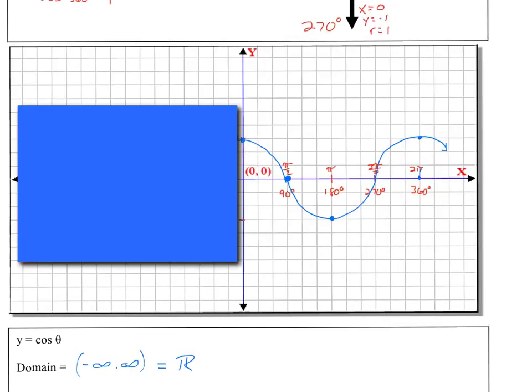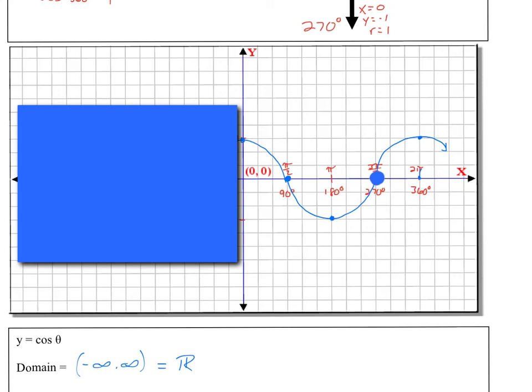Here's what the graph of cosine looks like. Since we said cosine of 0 is 1, at 0 degrees we put a dot on 1. Cosine of 90 degrees was 0, so at 90 degrees we put a 0. 180 was negative 1. 270 was 0. And then at 360 degrees, it was 1. You connect that with a smooth curve once again.